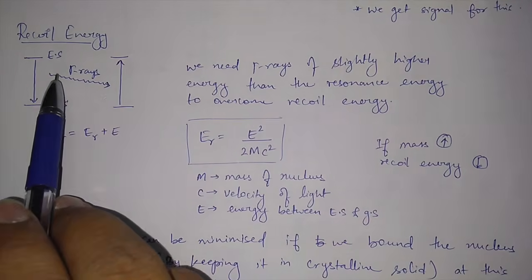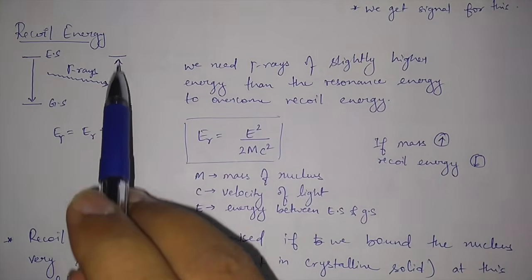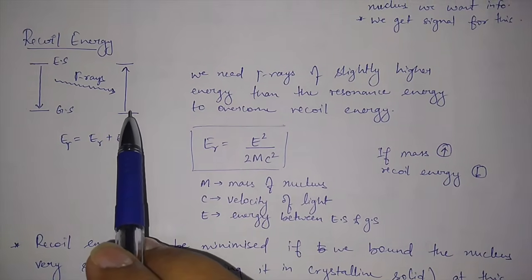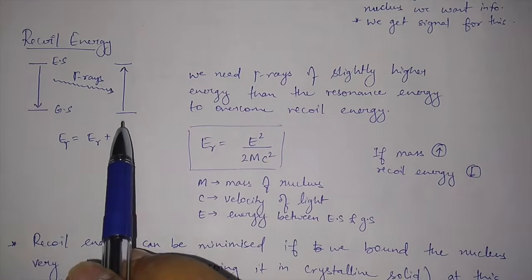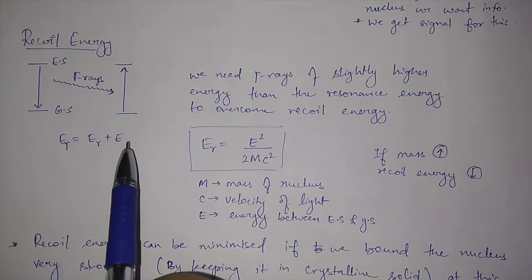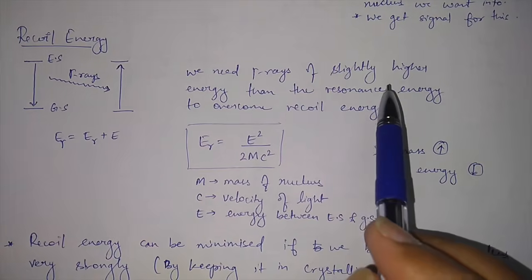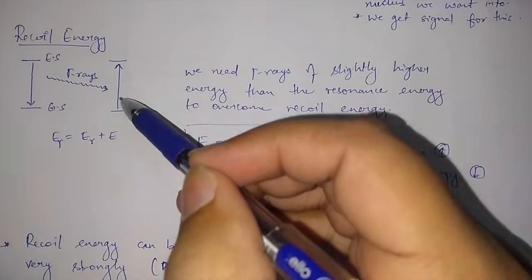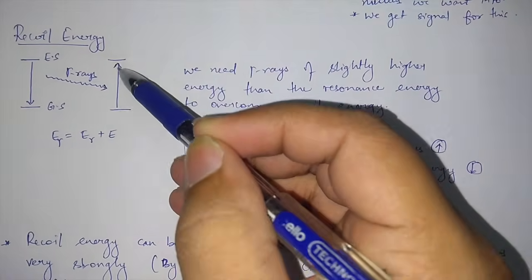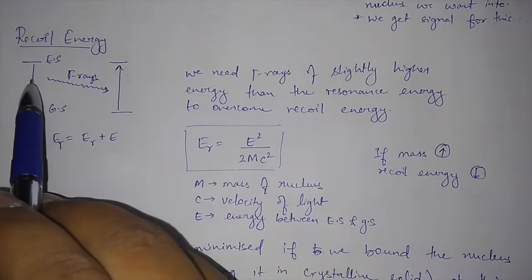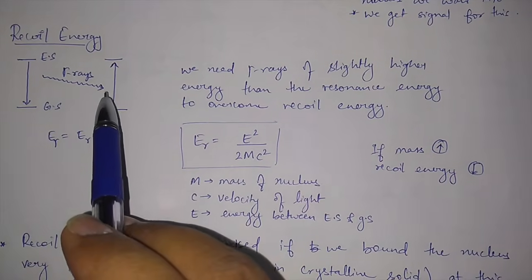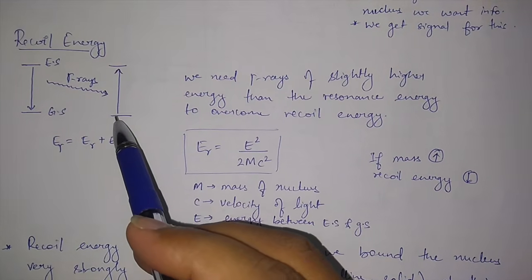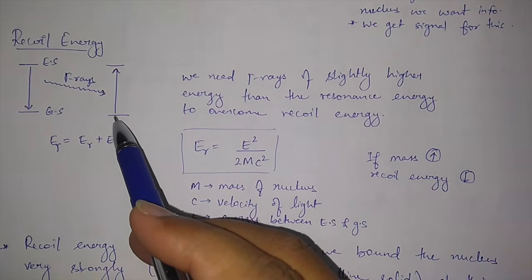And the gamma ray which is coming over here, which is making this transition happen, that is gamma ray resonance, that will have to fulfill both energies, that is to make the resonance as well as to overcome the recoil energy. So we need a gamma ray of slightly higher energy than the resonance energy to overcome recoil energy, because if we have, let's say, a resonance energy of 10 joule, and this gamma ray is also of 10 joule, then it will come and strike, but the transition will not happen because some amount of that 10 joule is now used in recoil also.